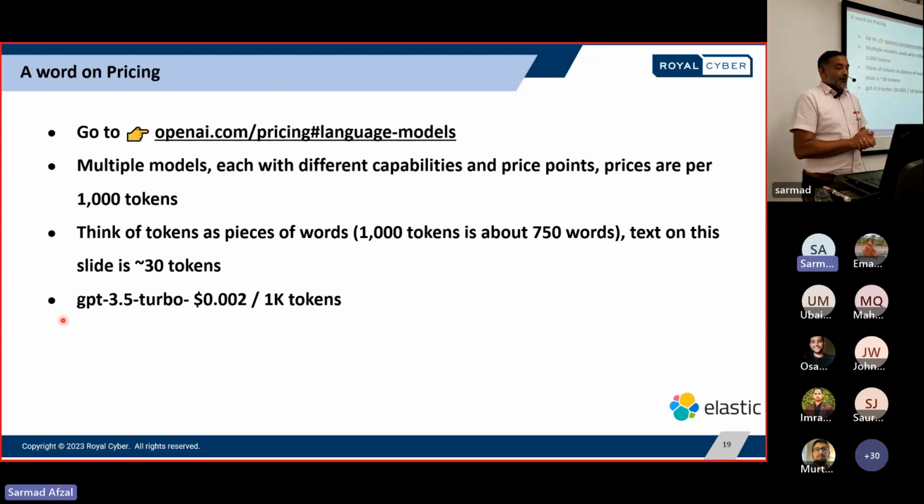Okay. So how does the pricing work? Just so that everybody is on the same page, the pricing in ChatGPT is based on 1,000 tokens. 1,000 tokens is about 750 words. The number of words on this slide is about 30, so I have used about 30 tokens. The GPT 3.5 Turbo charges about $0.002 per 1,000 tokens.